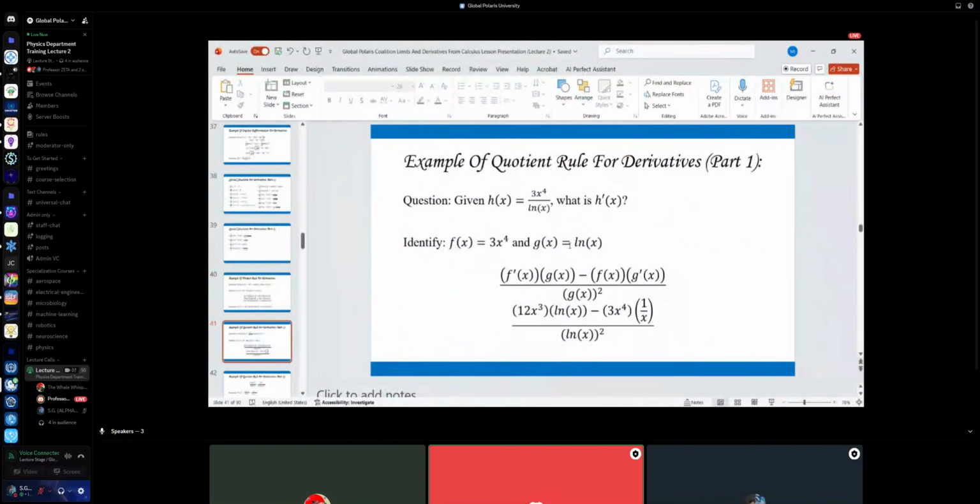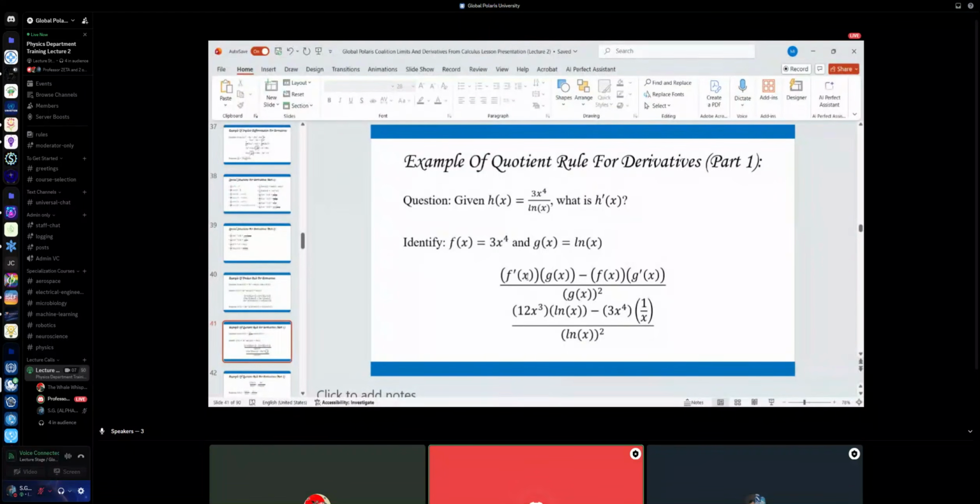Now, quotient rule. If I told you h of x is 3x to the fourth over ln of x, what is h prime of x? Basically, let's split up again. What's f of x? 3x to the fourth. What is g of x? ln of x. So f prime of x would be 12x cubed. You can prove that using the power rule. What is the derivative of ln of x? That's another thing you need to memorize. It is 1 over x.